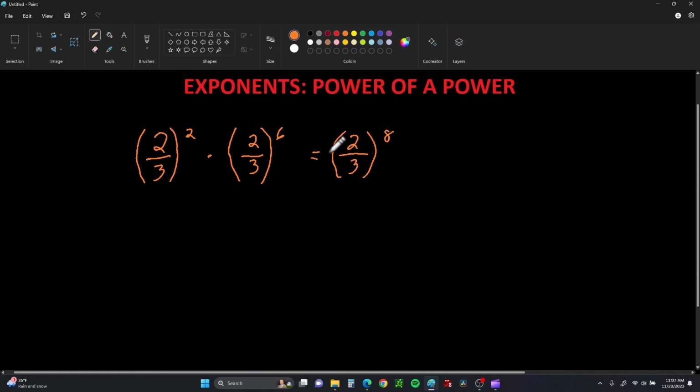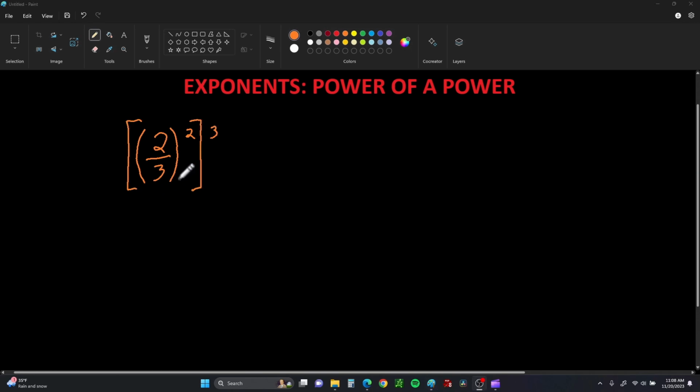Now, that's the same as 2 to the 8th divided by 3 to the 8th. This can actually be calculated. We'll leave it at this stage because I want to just show how the rules for the exponents work. And let's add one more layer to this. So all I've done here is I've taken the original 2/3 to the 2nd power and I've raised it, putting a 3. So this is now a power raised to a power.